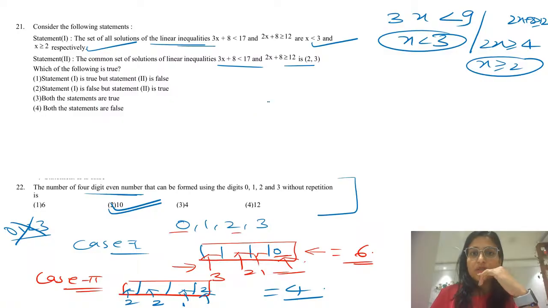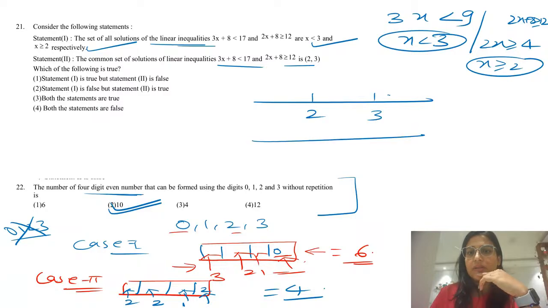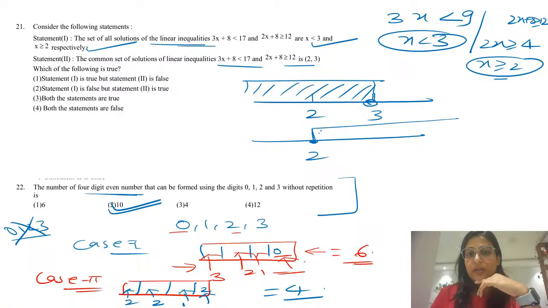Now come to statement 2. The common set. Let's draw this, because the same inequalities are given. We don't have to solve this again and again. The first is x is less than 3. 3 is not included, so just put a big hole there. Now the second is x greater than or equal to 2. But 2 is included in the answer because there is an equality symbol here, right? So we can take this value.